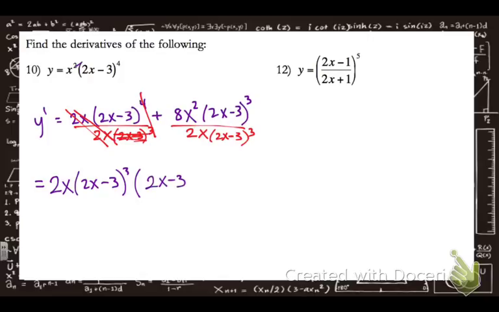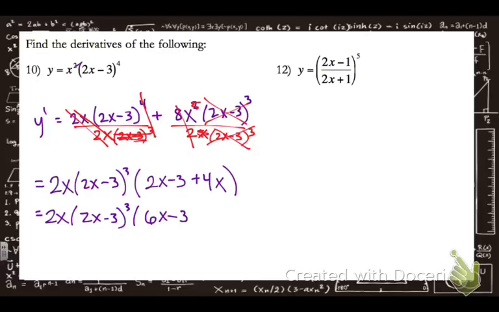In the second grouping, 8 divided by 2 would be 4, so I'm left with a 4 from the second grouping, plus 4. The x's, I can divide out 1 of the x's, so I'm left with 1x from the second grouping as well. And then all of the 2x minus 3's are going to divide out. If we simplify down here, we get 2x times 2x minus 3 cubed. And then if we simplify inside of these parentheses, 2x plus 4x would be 6x minus 3.